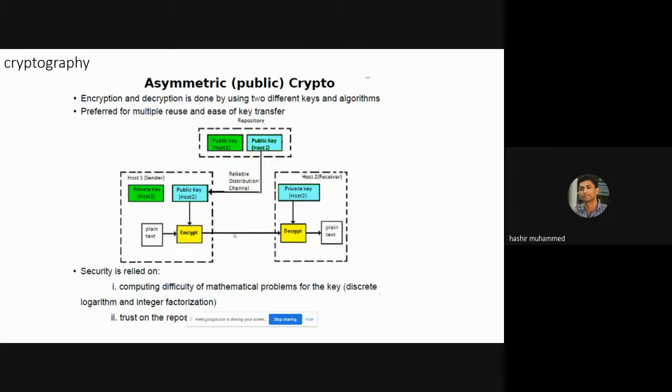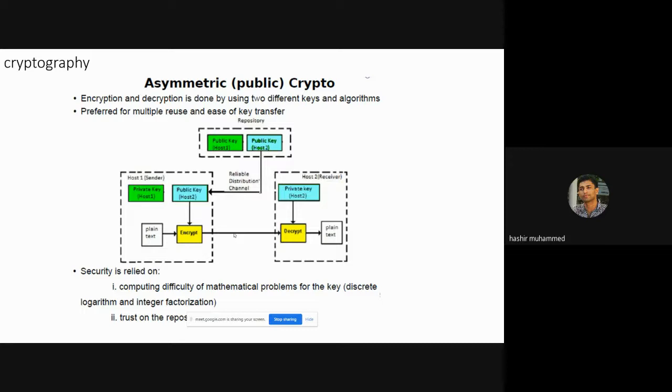Then we come to the asymmetric crypto system. In an asymmetric crypto system, it is done by using different keys, and they change the keys often actually. This is a very important point: most of the websites, most of the secrets, are currently secured by this system. But how is this system secure? The system is secure by the computational difficulty of a mathematical problem for the key.